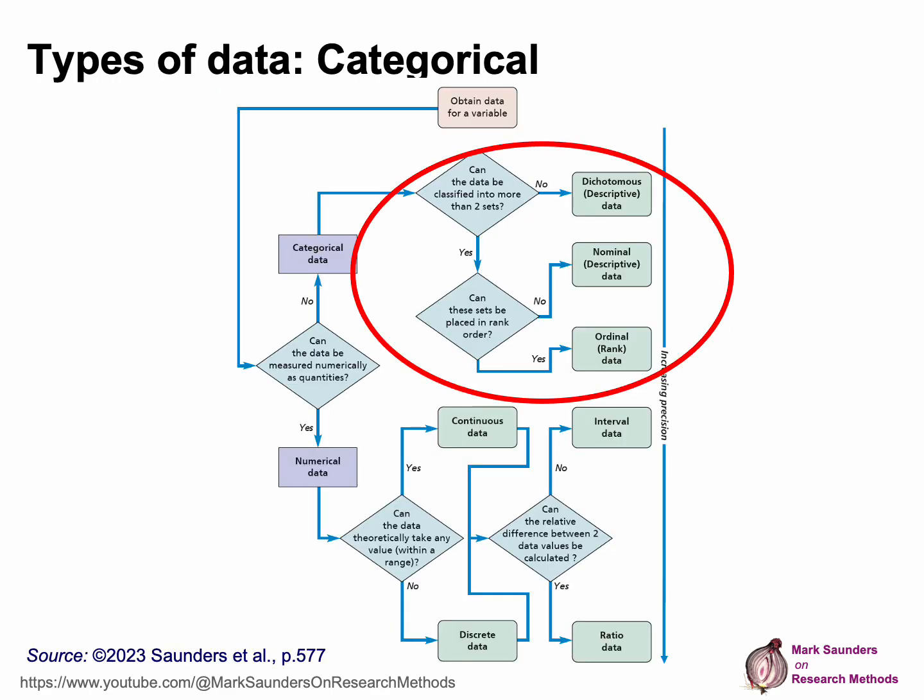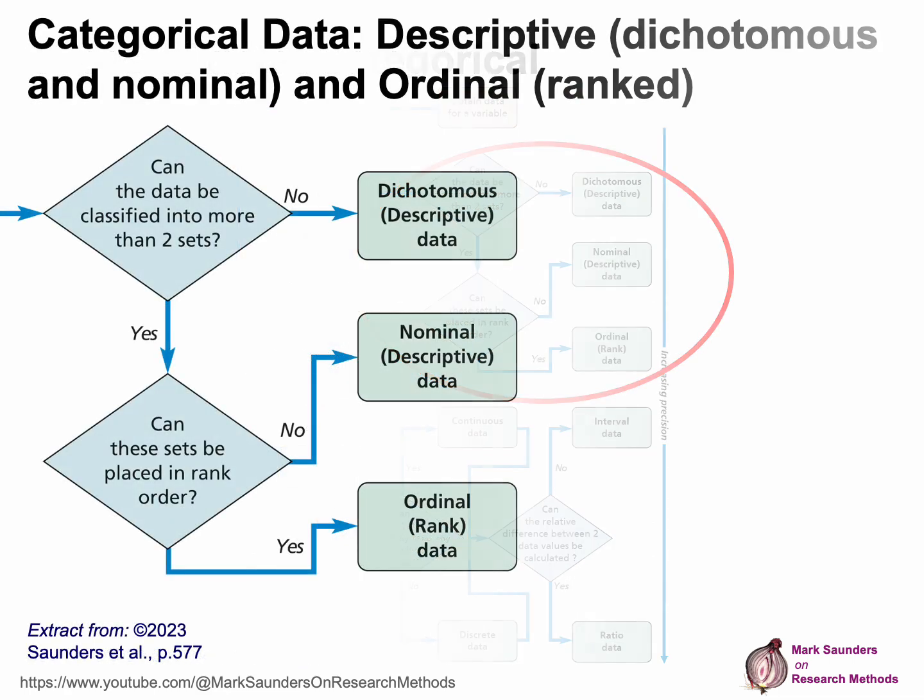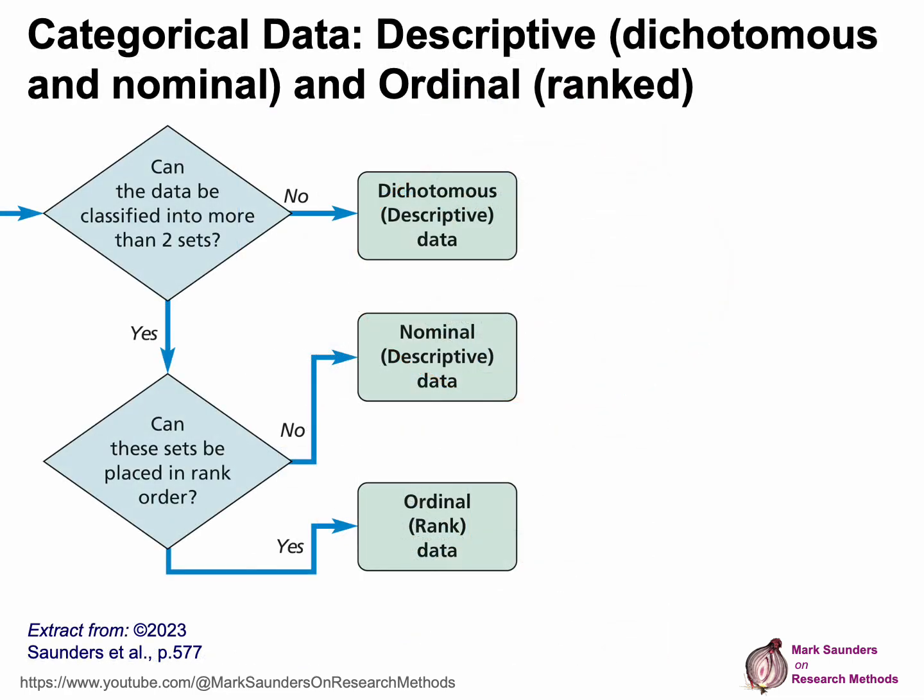We're now going to delve into more depth about categorical data. If we have categorical data, we need to ask ourselves two questions. The first of these questions is, can the data be classified into more than two sets, with answers of yes and no? The second of these questions is, can these sets be placed in rank order? And again, the answers are no or yes.